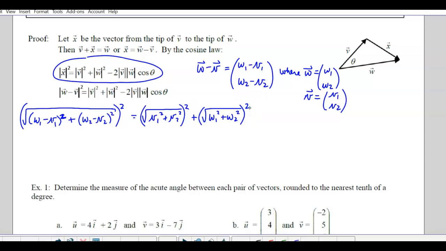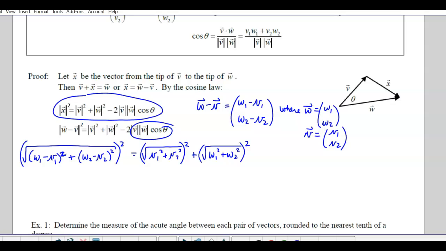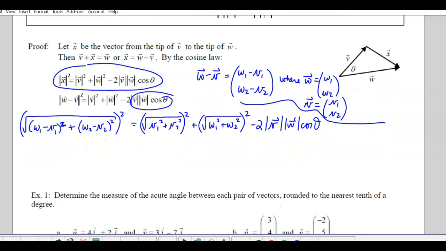And we're trying to prove that we can get cosine equaling the dot product in the component form divided by the magnitude. So this I want to keep. I'm not going to expand that out. That's part of what we have here, right? So we're trying to get back into this form. Right now I don't have any dot products in there. So I'm going to keep that minus 2 magnitude of v, magnitude of w, cosine theta. Obviously, when you square root, the root signs go away.